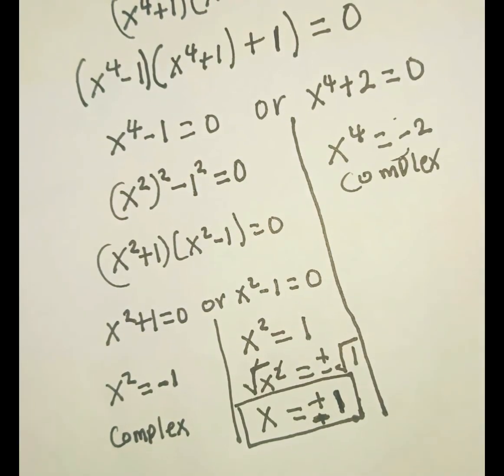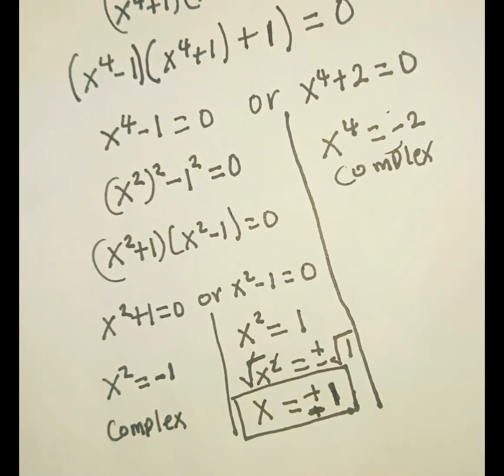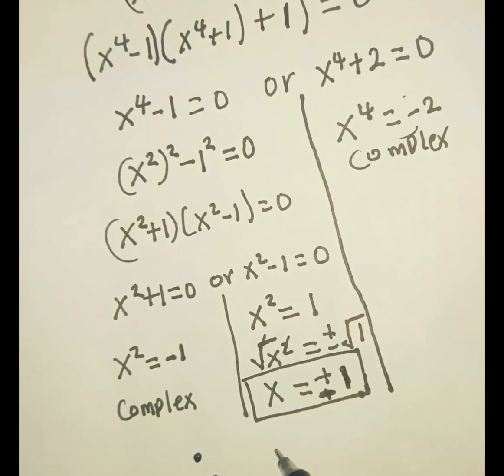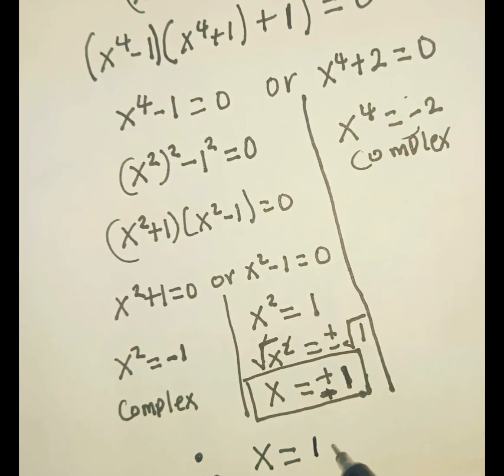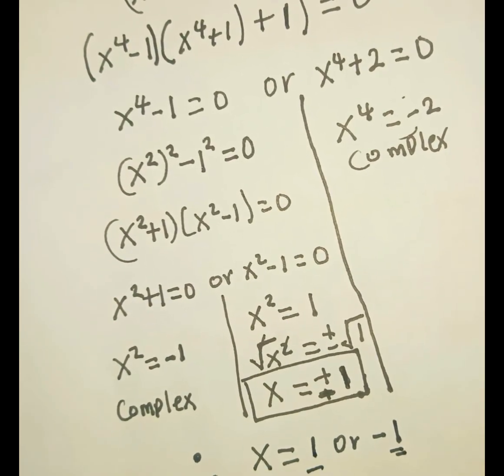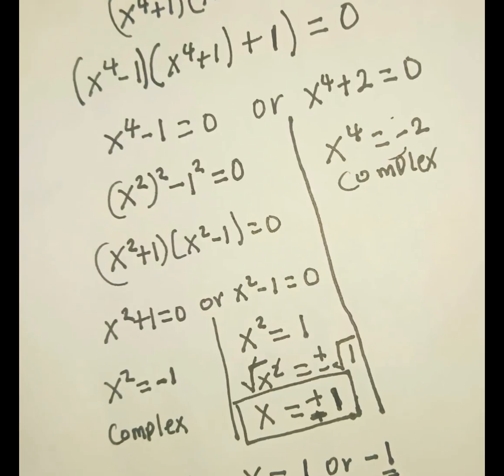So the real solution is just x equal to plus or minus 1. So we can conclude that therefore the real number that satisfies this given equation is +1 or -1. The remaining other six solutions are complex solutions.